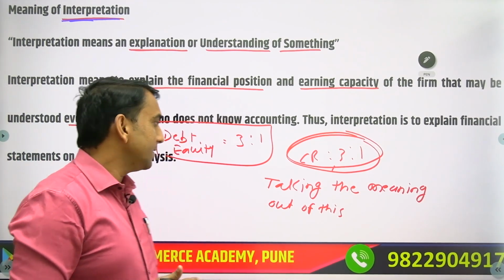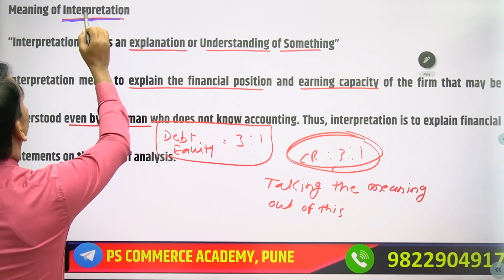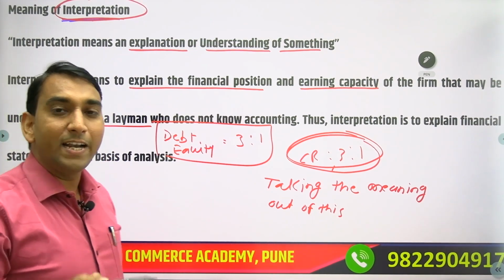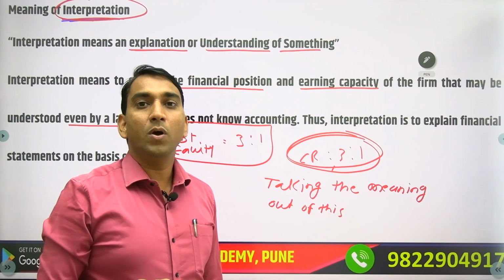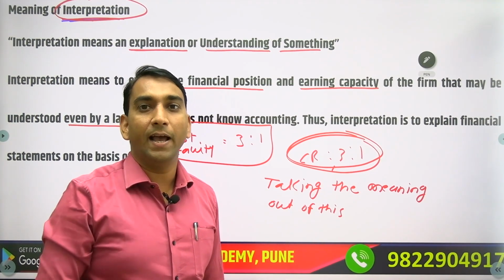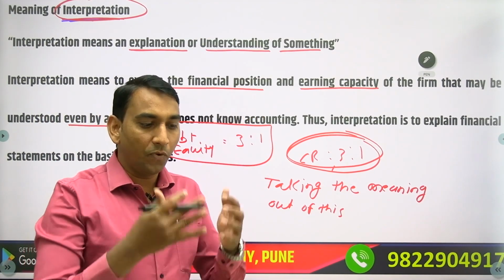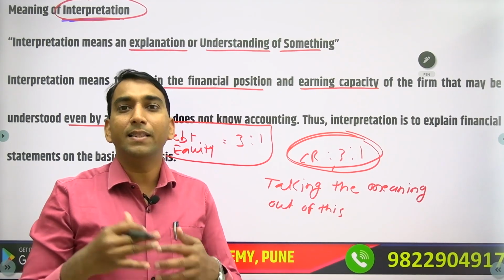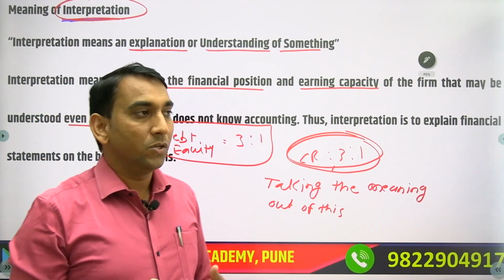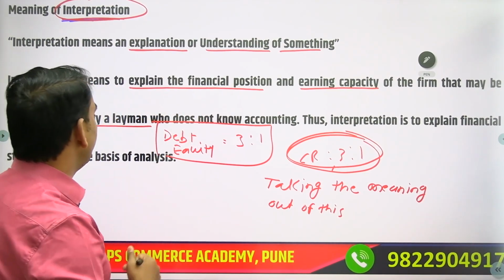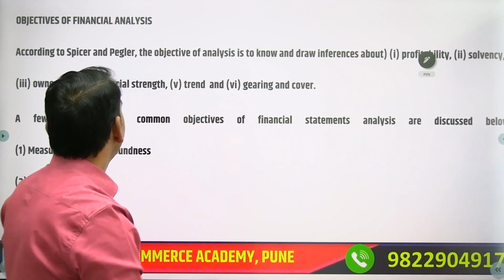So keep in mind one thing about financial analysis and interpretation: without analysis, interpretation is meaningless. You cannot interpret without analysis. So first you have to do the analysis. When will you do analysis? When you have the data. Without data, you cannot analyze. So the first step is that you should have the data, then analysis, and then interpretation. Interpretation is meaningless without analysis. So that is the meaning of analysis and interpretation. We'll move ahead and see the remaining part of this.